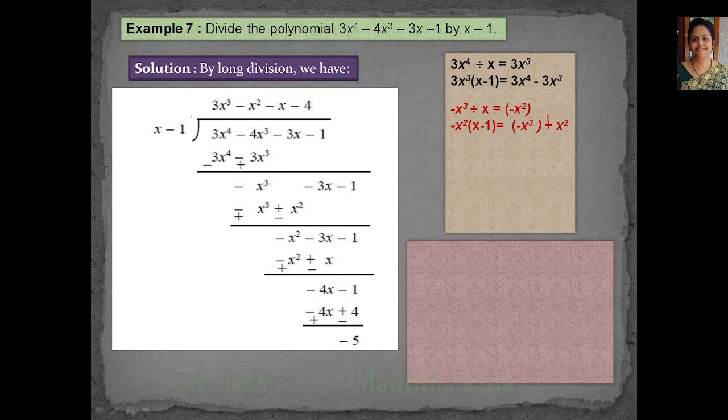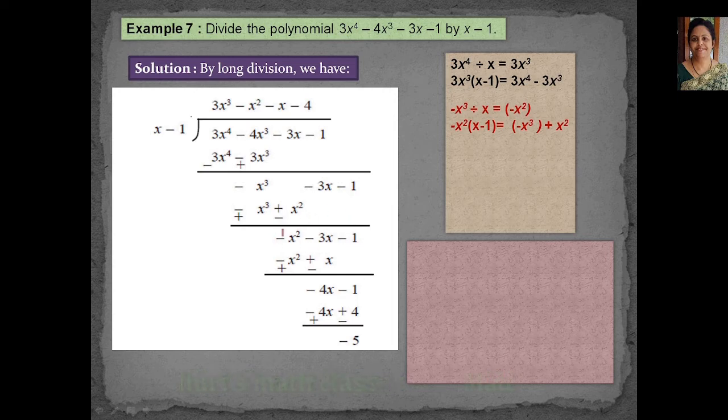So we will subtract the product from the new dividend. So minus x cubed minus 3x minus 1 minus minus x cubed plus x squared. So minus x cube minus minus x cube is 0. Here the x squared term is not there, so we will consider it as 0 x squared. 0 x squared minus x squared is minus x squared. And the next term is minus 3x minus 1. So minus x squared minus 3x minus 1 is the new dividend.